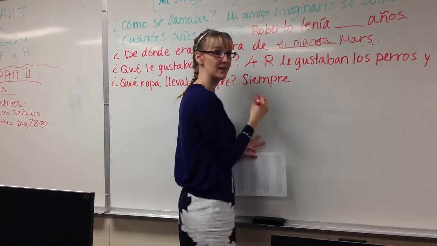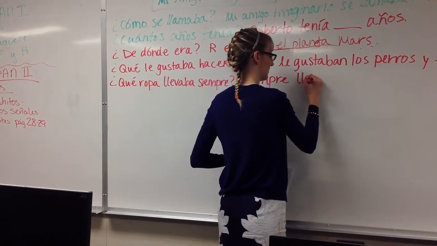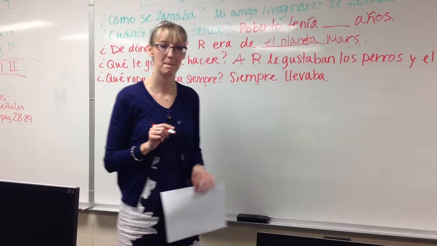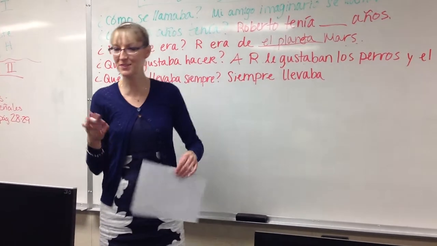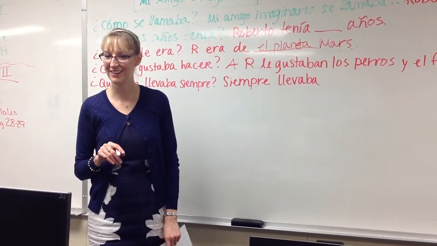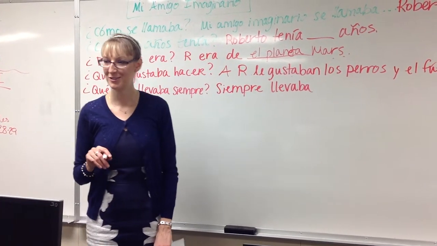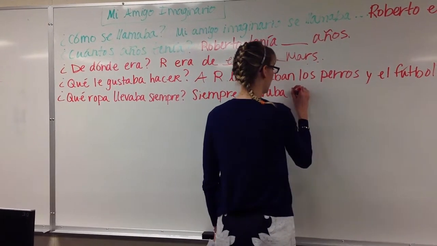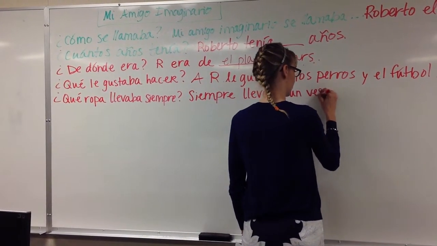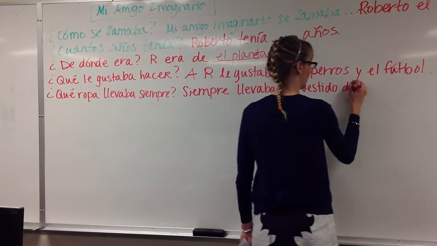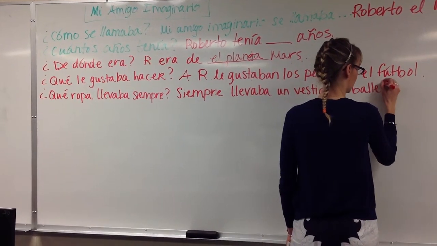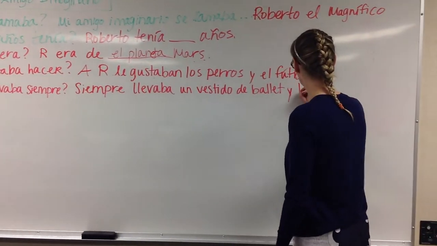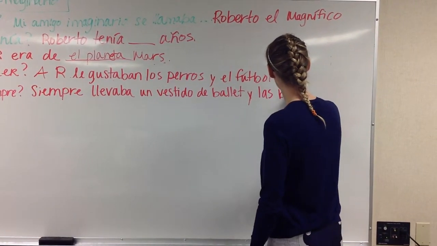Dresses. Siempre llevaba un tutu. ¿Y cómo se dice un tutu? I don't know. Say ballet dress. Okay. Llevaba un vestido de ballet. Dress of ballet. Okay. Y las botas.